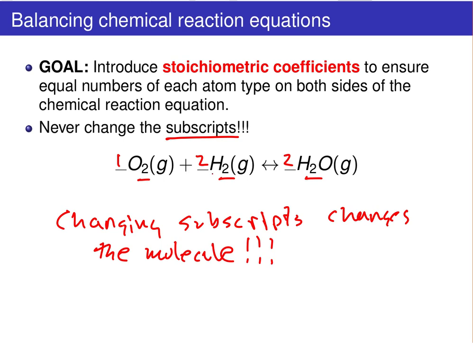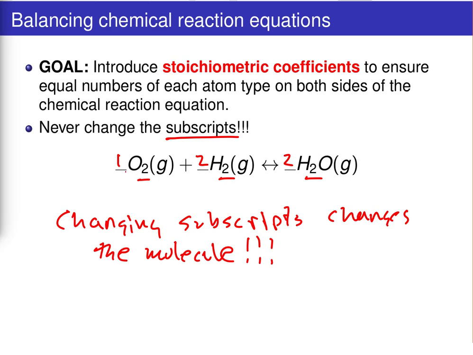So as tempting as it is to just erase a subscript, say, on this oxygen atom and then have a balanced chemical reaction equation, that is something you should never do. That would be similar to changing flour in a recipe for making pancakes with, for example, chicken. You're simply not going to get the same reaction. You're not going to get the desired results. Don't do it.